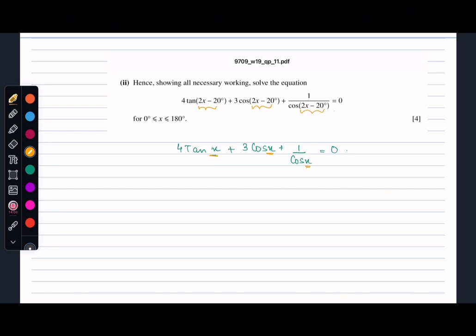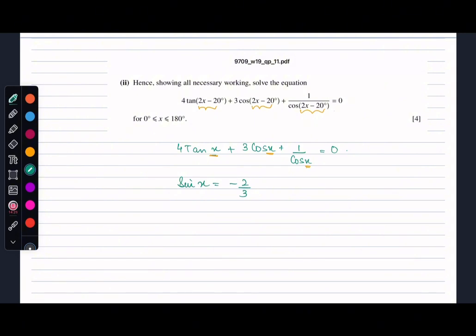Therefore, solving this equation in part 1, I got the answer as sine of x equal to negative 2 by 3, which means just in place of sine of x, I can very easily substitute sine of 2x minus 20 degrees here.